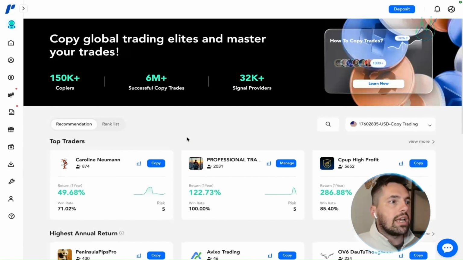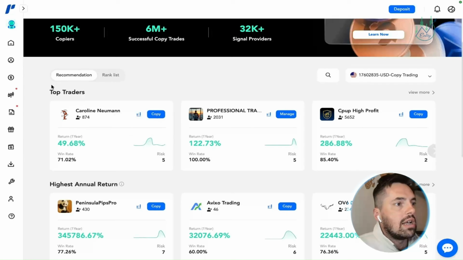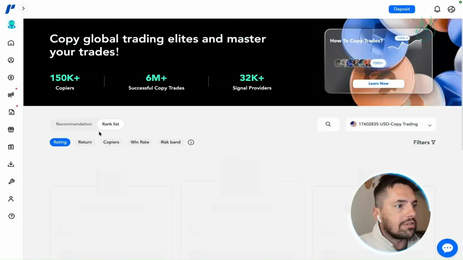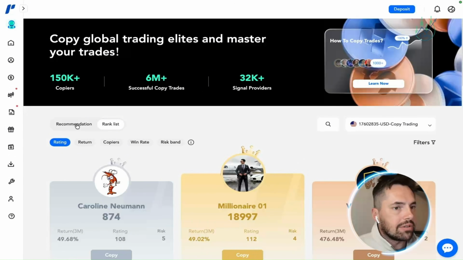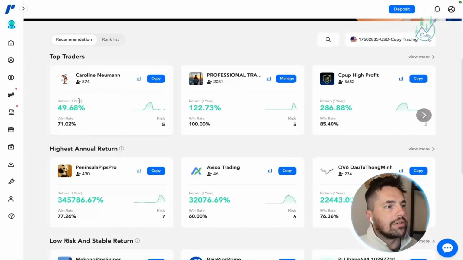So just looking at the actual dashboard, you can see that they've got a recommendation list, they've got a rank list, okay? But what we're going to look at is the recommendations. So the recommendations, you've got your top traders, right? Return over 1 year, you've got 49.68% with a win rate of 71%. The risk is 5. Now, the lower the risk number, obviously the lower the risk. The higher the risk, then obviously it's riskier. Now, risk 5, I believe it goes up to 8. So risk 5 is sitting on the higher end of the riskiness, right? And if you look at risk 2, that's sort of where I want to be, okay?